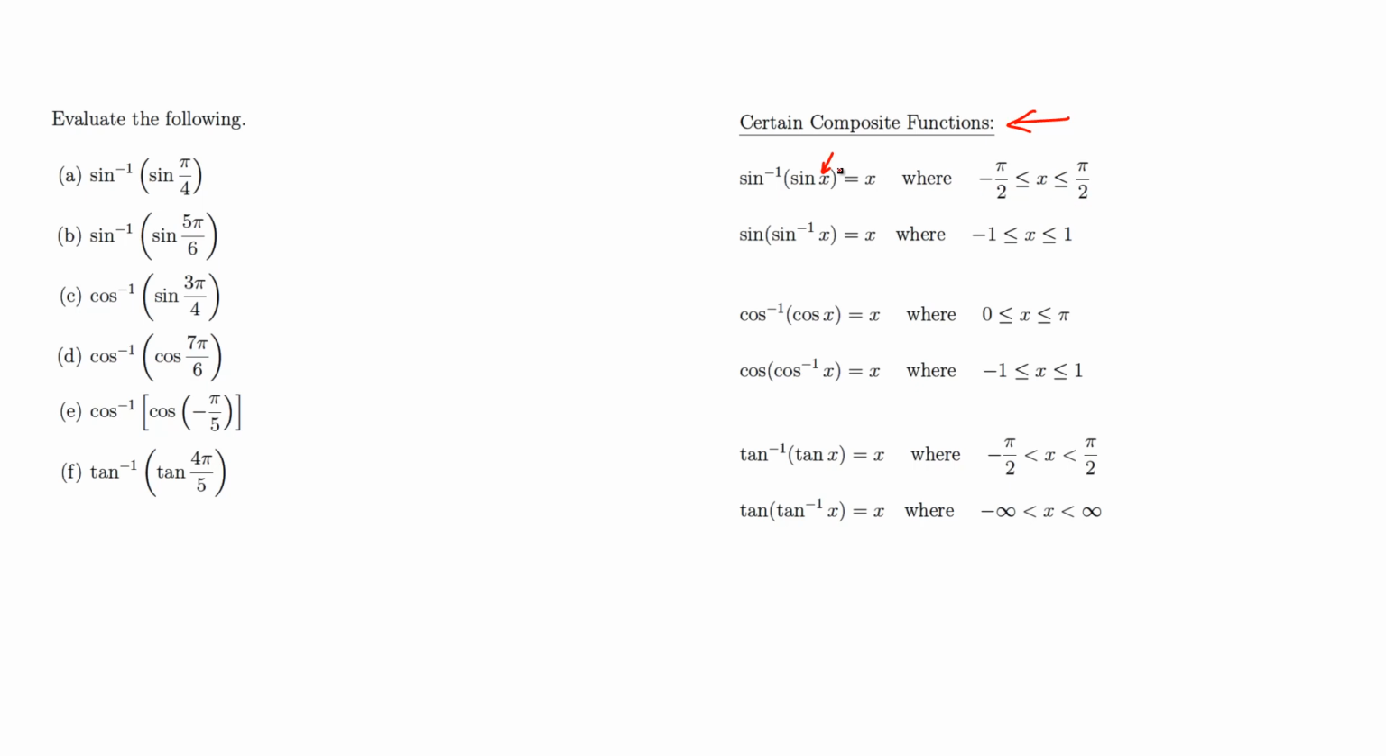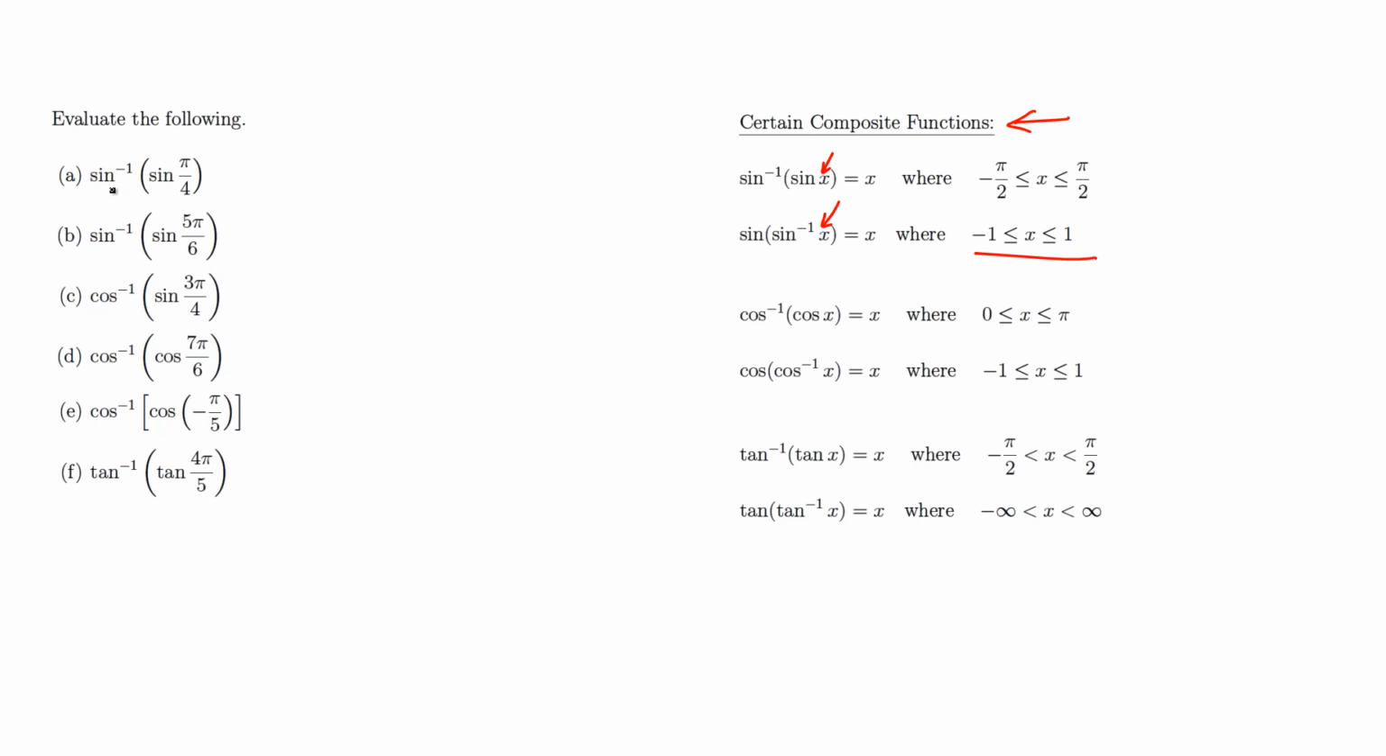What happens if x is outside of this interval? We'll talk about that later. Similarly, sine of sine inverse x will be x if this x is in between negative 1 and 1, and so on. So let's look at these examples.